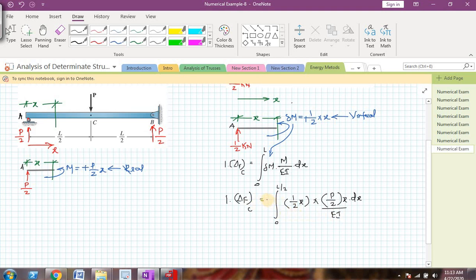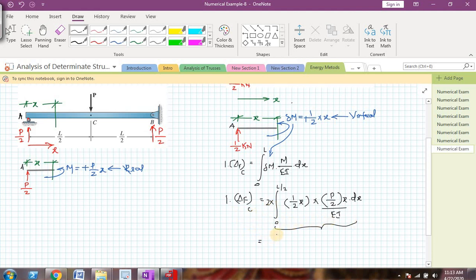Now here I have to multiply it by 2, because we have written this equation, from here to here, only for segment AC, but segment CB is also there. This equation will give you the strain energy stored in segment AC only, but if you multiply it by 2, we will get the strain energy stored in segment CB also. So for that purpose we have to multiply it by 2.